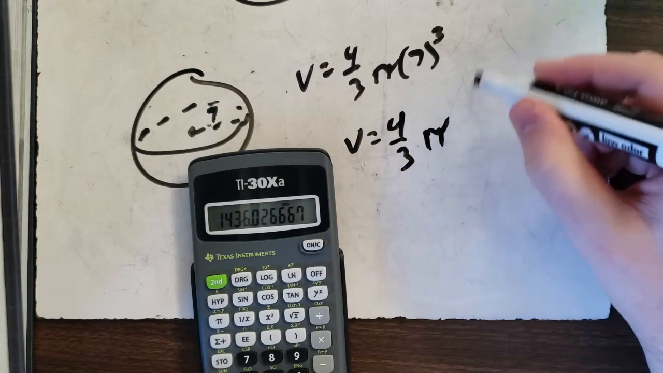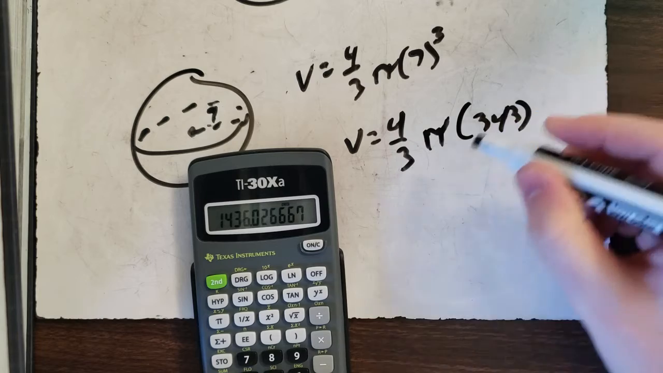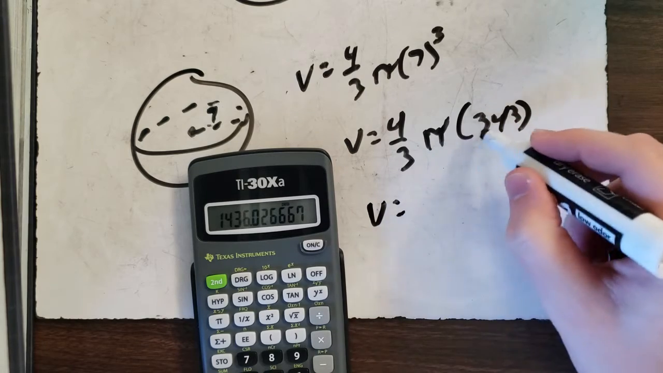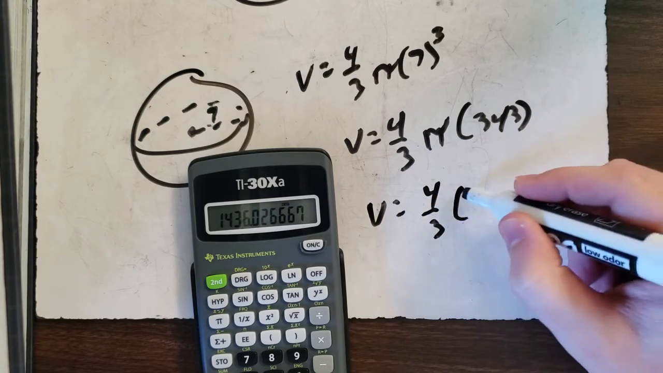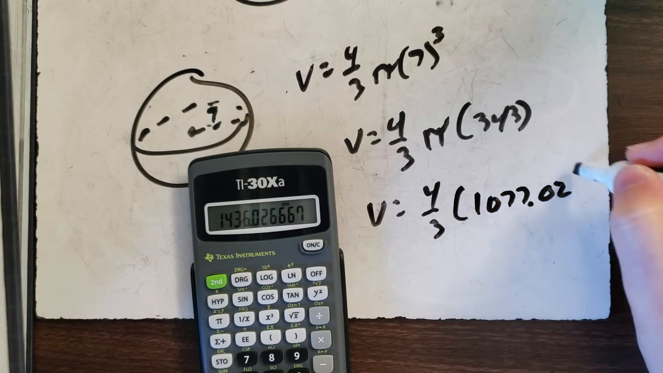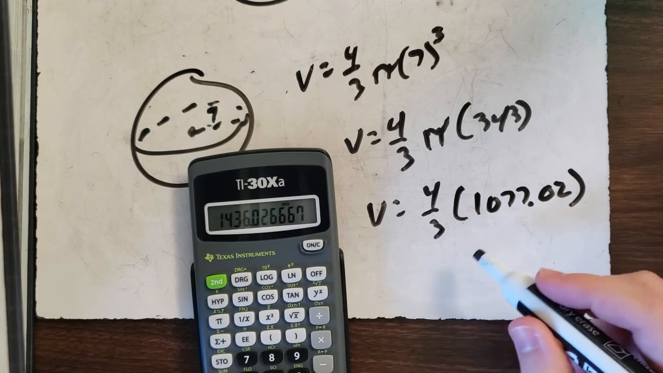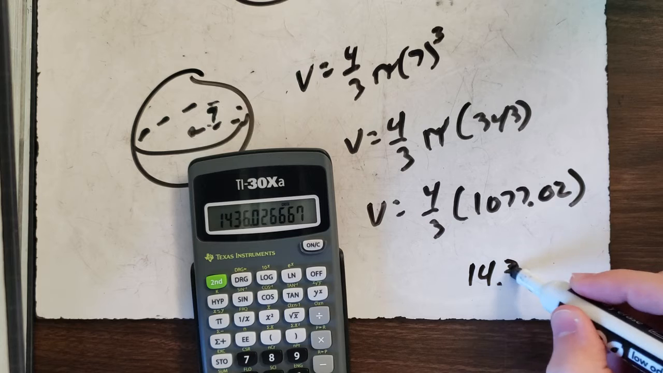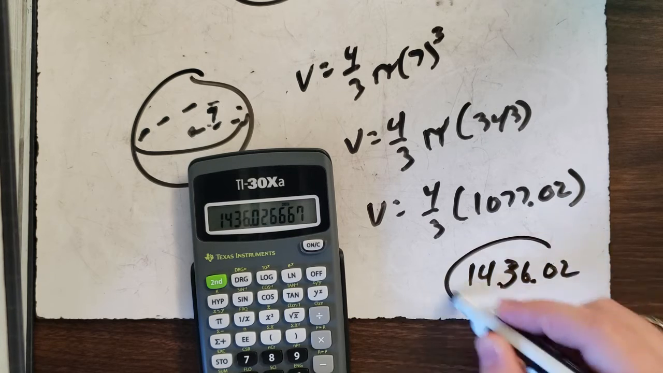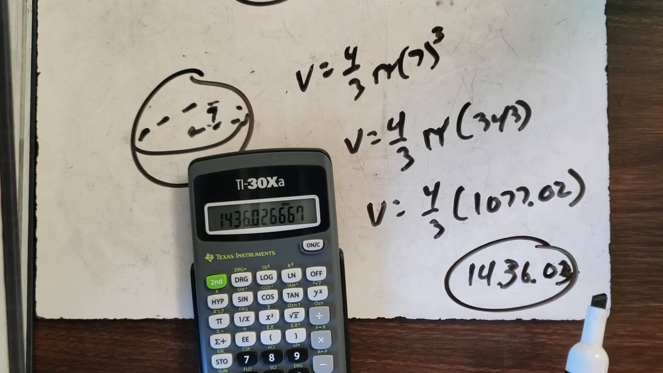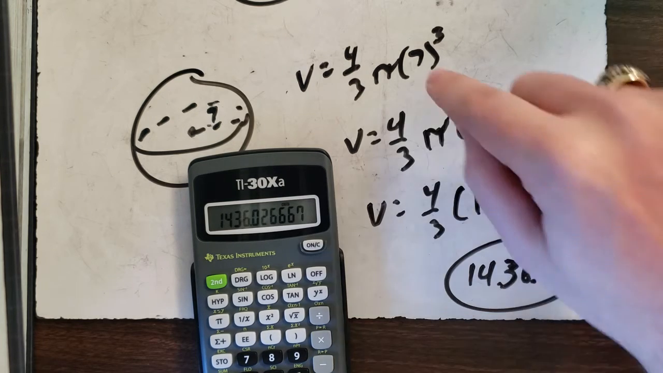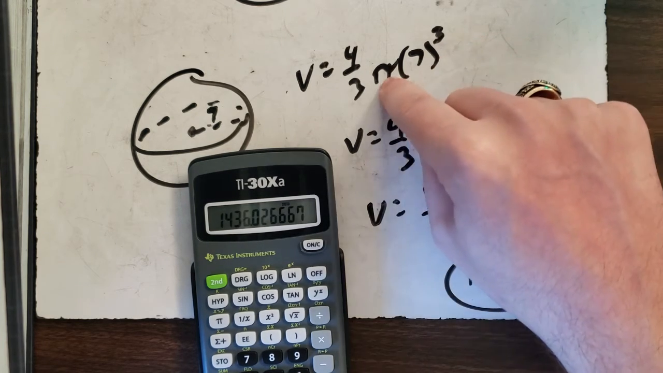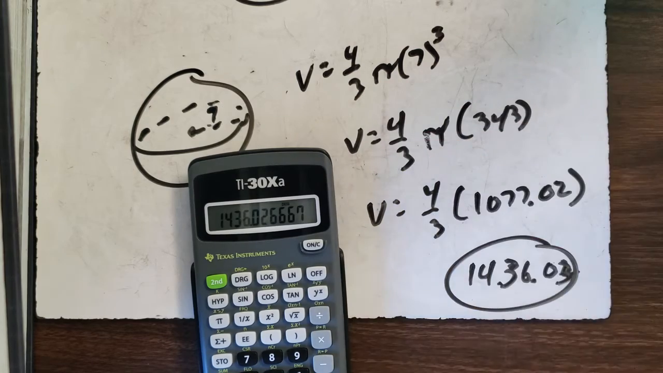So we cube that, we got 343. We times these to get 1077.02, and then we did that, and we got our answer. Cube times pi times 4 divided by 3.